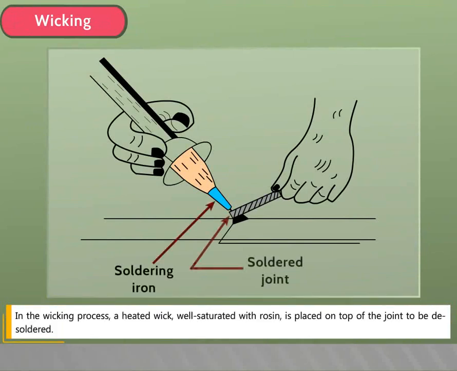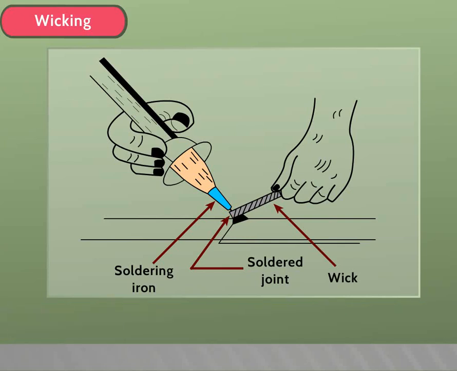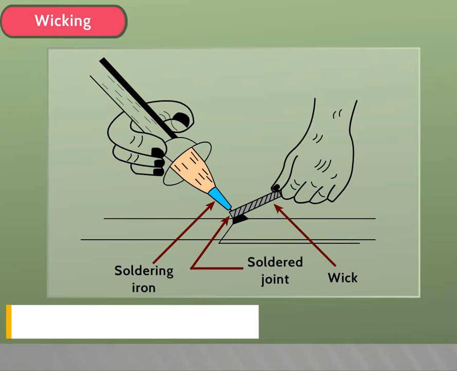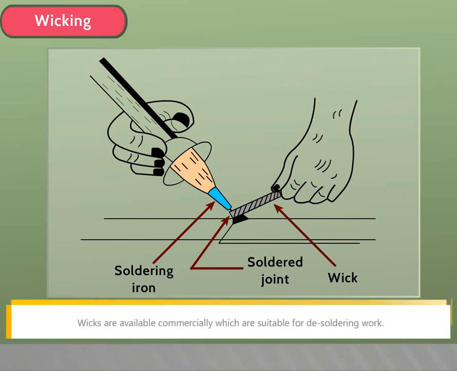In the wicking process, a heated wick saturated with rosin is placed on the top of the joint to be desoldered. The solder will flow rapidly into the rosin area due to capillary action, leaving the joint to which it was previously affixed. Wicks are available commercially which are suitable for desoldering work.